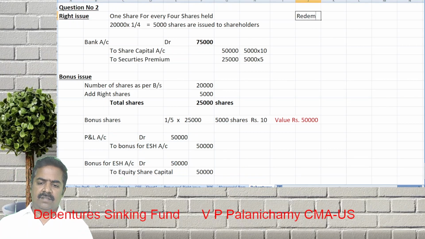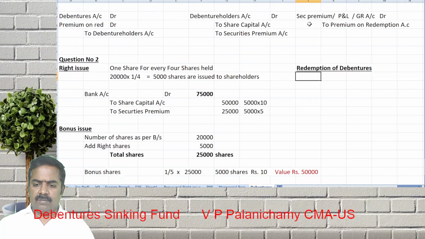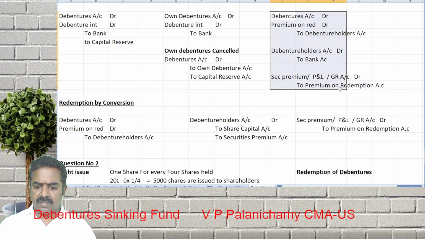Look at the third entry: redemption of debentures. Are you redeeming at par or at face value? Premium. We are redeeming at a premium. We will pass this entry.